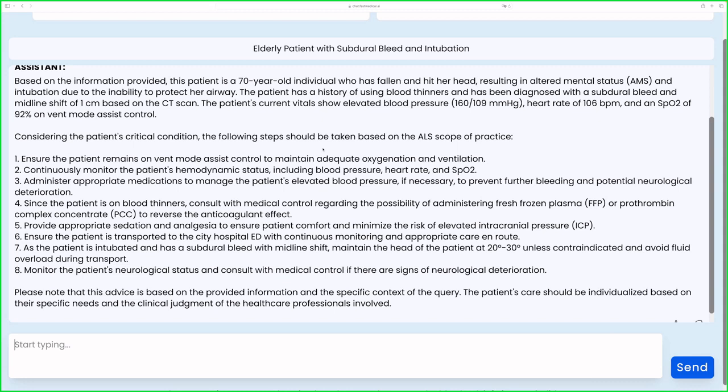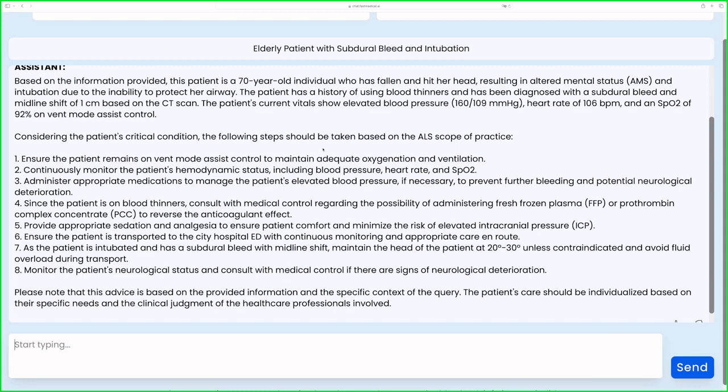As the patient is intubated and has a subdural bleed with midline shift, maintain the head of bed position at 20 to 30 degrees, unless contraindicated, and avoid fluid overload during transport. That's the thing that jogs your memory. I've seen so many people transport head bleeds laying flat. Yeah. Monitor the patient's neurologic status and consult medical control if there are any signs of neurologic deterioration. Please note this advice is based on the provided information and specific context of the query. The patient's care should be individualized based on the specific needs and the clinical judgment of the healthcare professional.